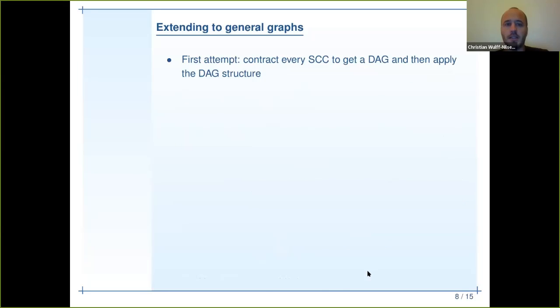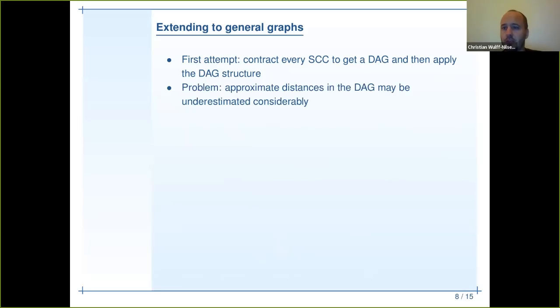So let's see how we can generalize this to arbitrary graphs. So the first attempt would be to take any strongly connected component and just contract it to a vertex. That will give you a DAG, and now we could apply this DAG structure from before. But of course, the problem is that, let's say the whole graph is an SCC, you'll just contract it down to one vertex and you will underestimate distances by way too much.